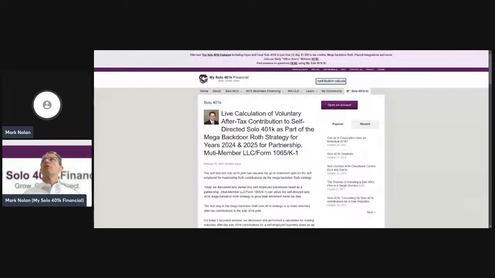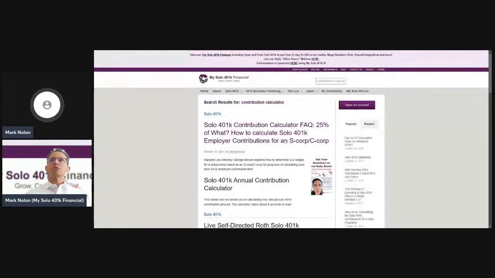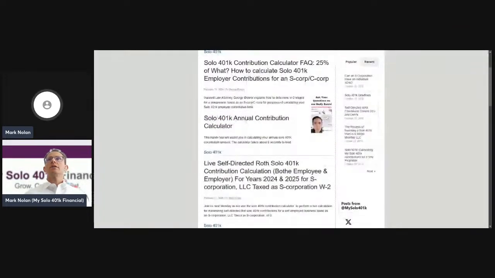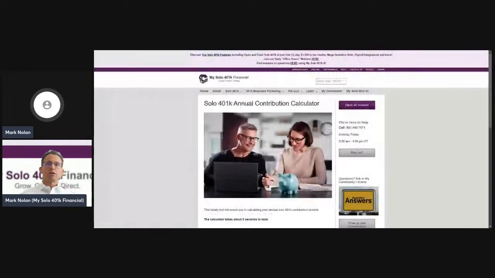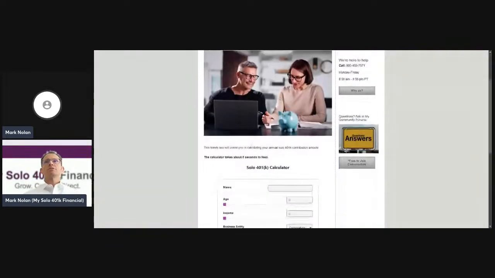You can search for it right here on our website, in our search box. I'm going to click on it here. Okay, here's our solo 401k contribution page.